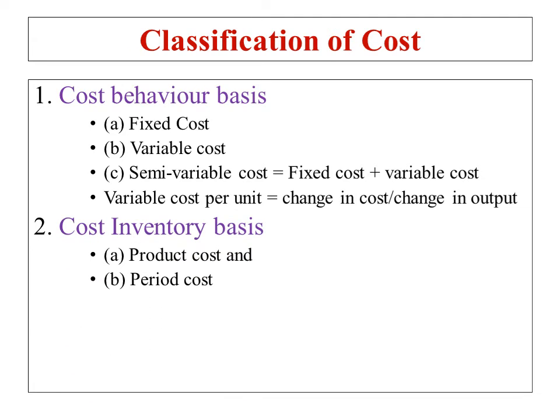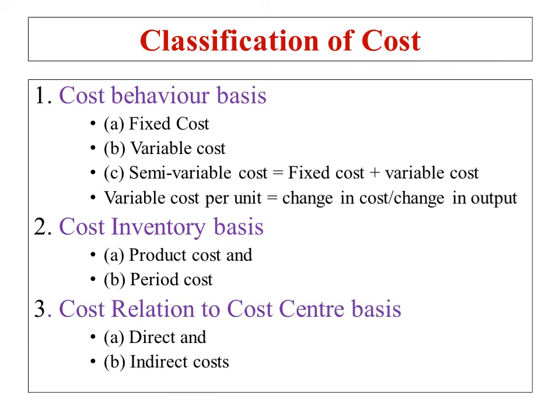Okay. Then on the basis of cost inventory, whenever some inventory is stored in the company, some cost is incurred, so that inventory can be included with the product cost, or with the period cost. Some products are held for some time, and that holding period is called period cost. Okay. Then cost in relation to the cost center basis, that is direct cost and indirect cost.